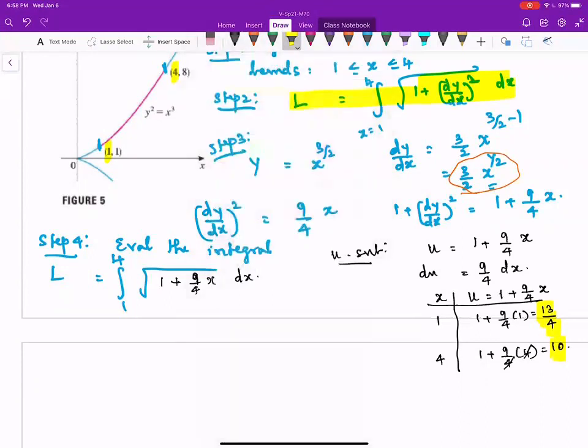Now if you go back to the step and replace everything with the new variable, it is the integral from u equals 13 over 4 through 10 of the square root of u, and then dx. From here, let's isolate dx: you multiply by 4 over 9 on both sides, and these two cancel out. So dx would be equal to 4 over 9 du.